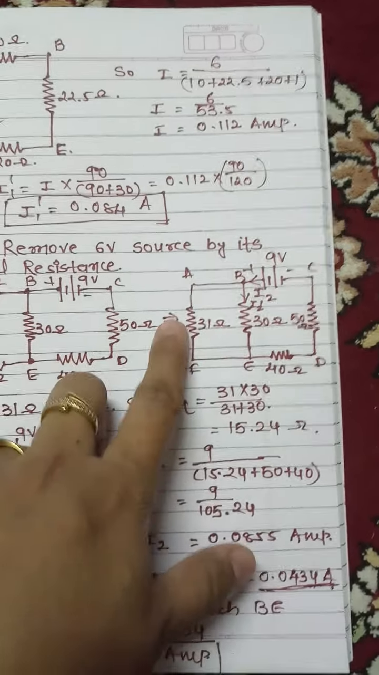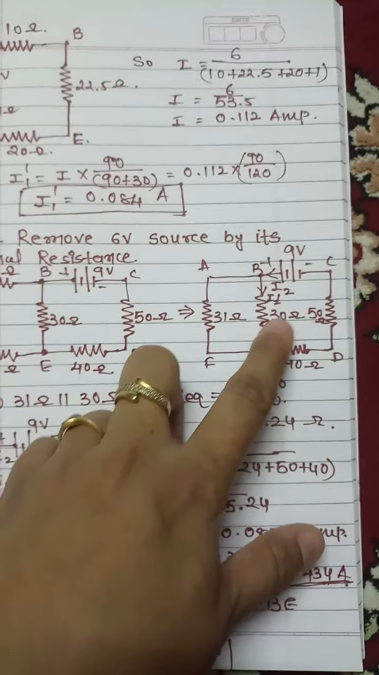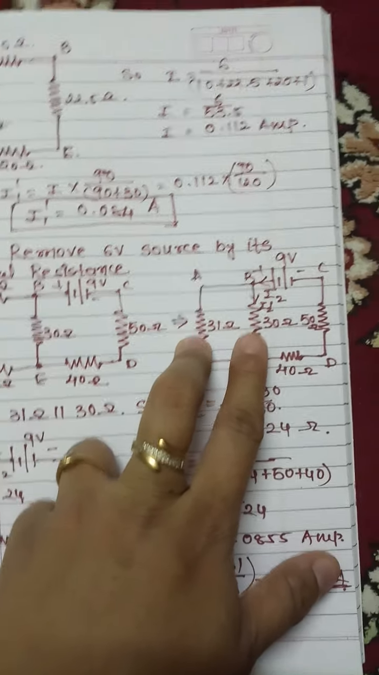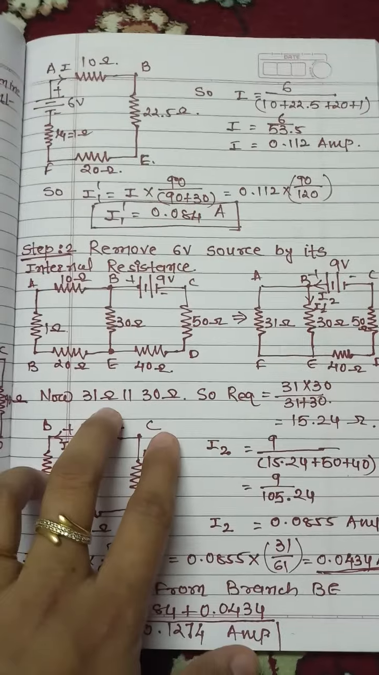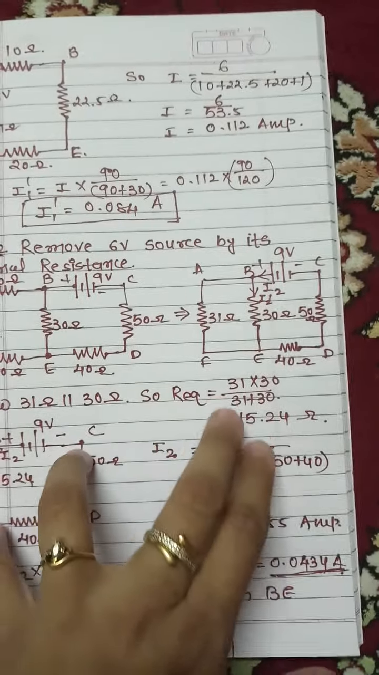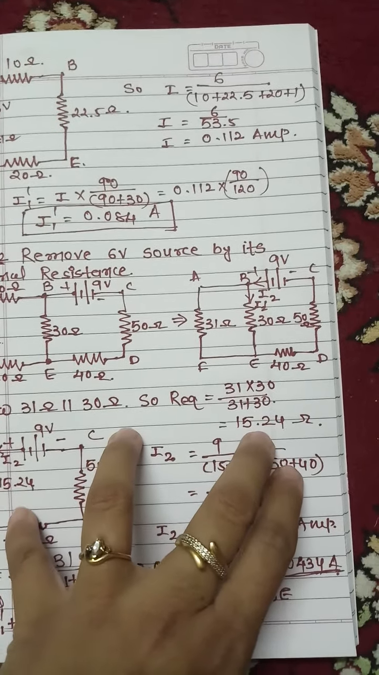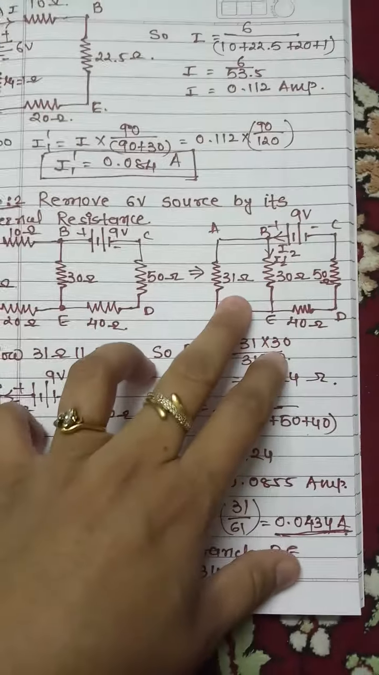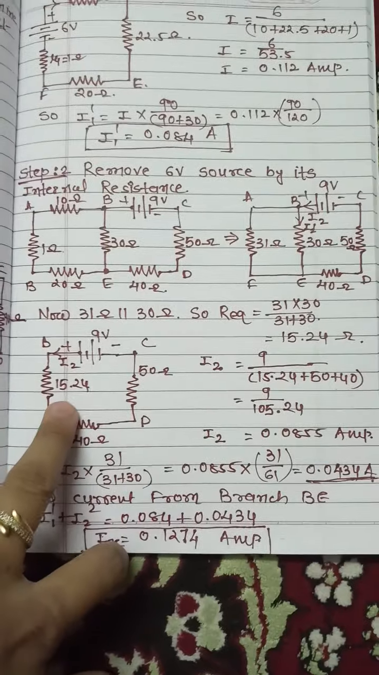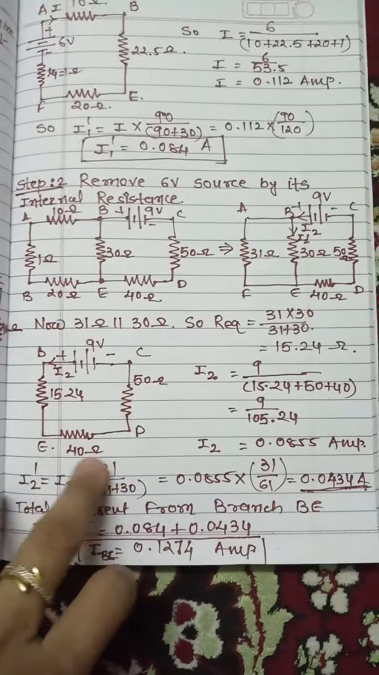Now see, AF and BE, the 31 ohm and 30 ohm, are both connected in parallel. So the equivalent resistance of both branches, 31 ohm parallel to 30 ohm, will be 31 into 30 divided by 31 plus 30, so 15.24 ohm. Now from this our circuit will be like this: the equivalent resistance of 15.24 ohm, and see the 9 volt, here a 50 ohm, here a 40 ohm.